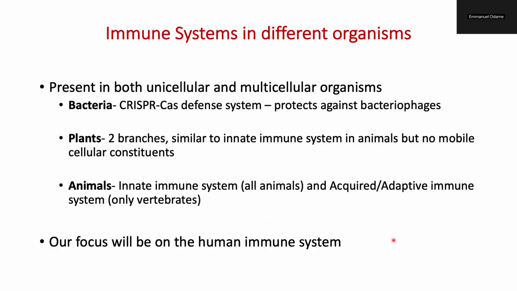And then we have the plant immune defense, which is basically two branches. This is actually similar to the immune system in animals, but without mobile cellular constituents like the ones that we have. And then in animals, we have the innate immune system, which is present in all animals, and we have the acquired and adaptive system, which is only present in vertebrates. So as I mentioned, today we'll be focusing only on the human immune system.